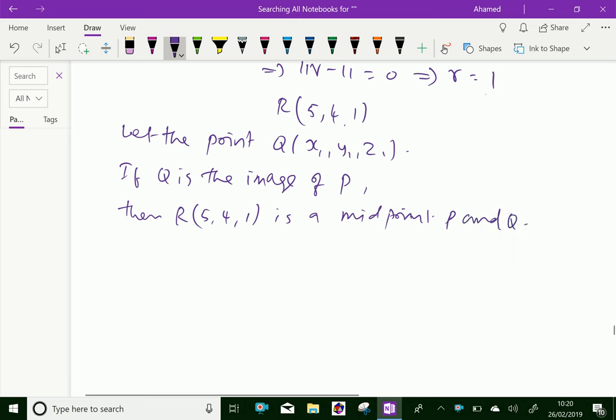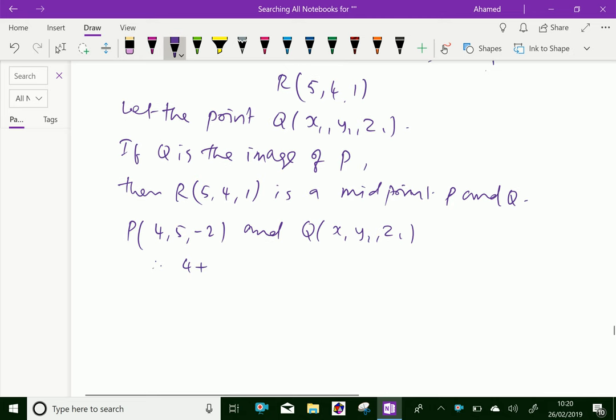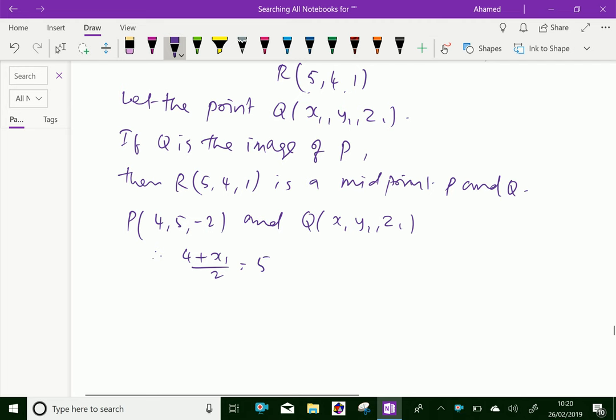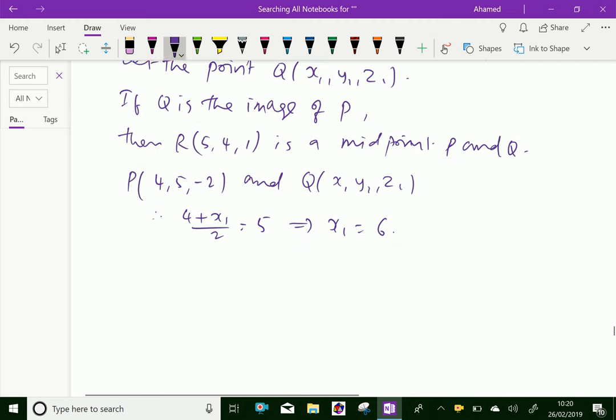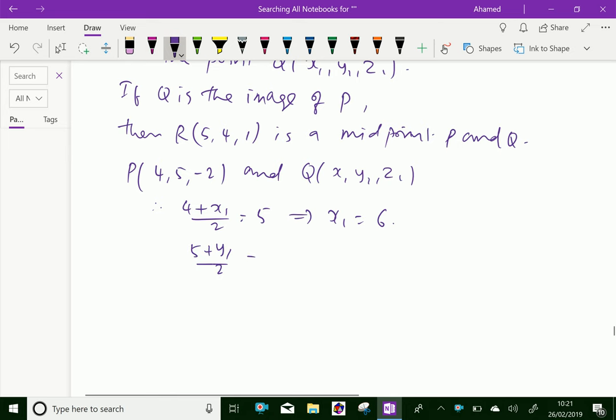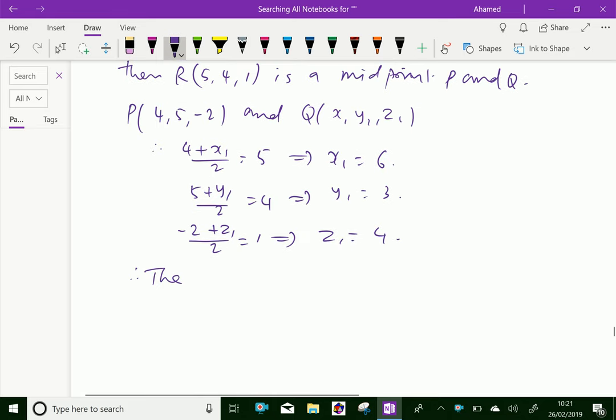Therefore, the point P is (4, 5, -2) and the point Q is (x1, y1, z1). We can say (4 + x1)/2 equals 5, which gives x1 equal to 6. Like that, (5 + y1)/2 equals 4, which gives y1 equal to 3, and (-2 + z1)/2 equals 1, which gives z1 equal to 4. Therefore, the image is (6, 3, 4). We have done.